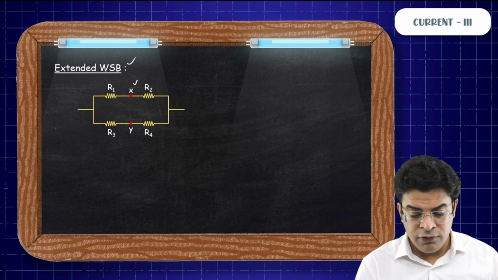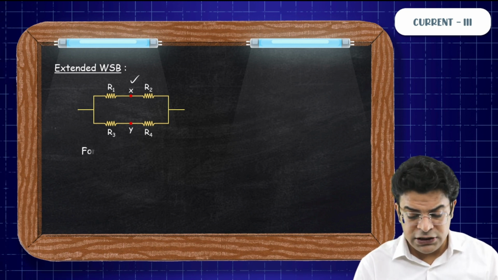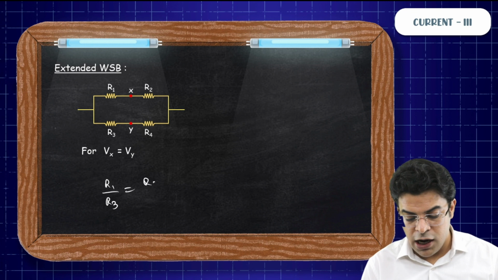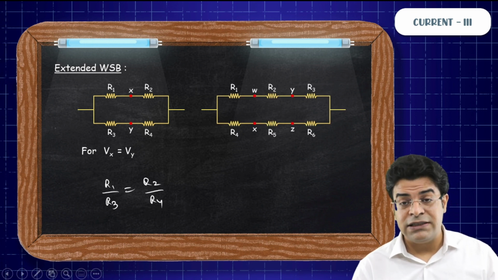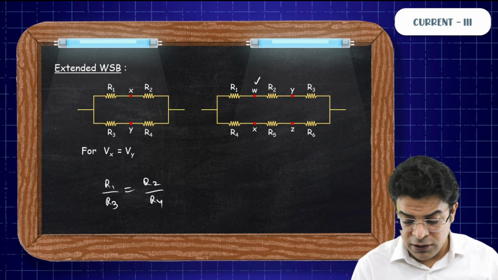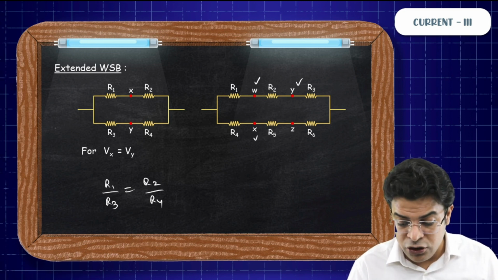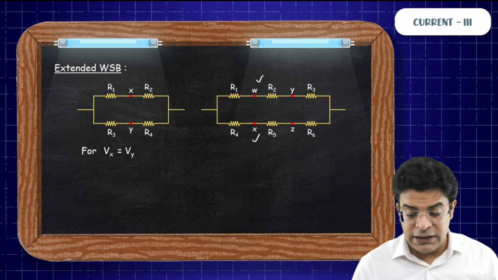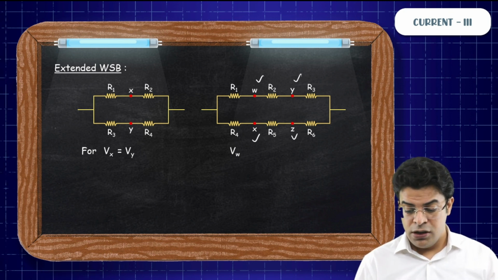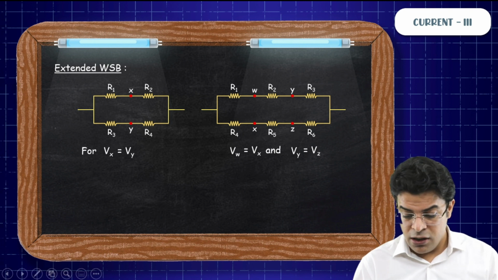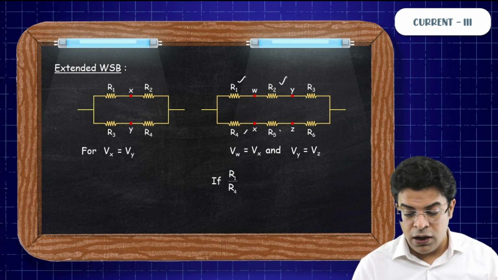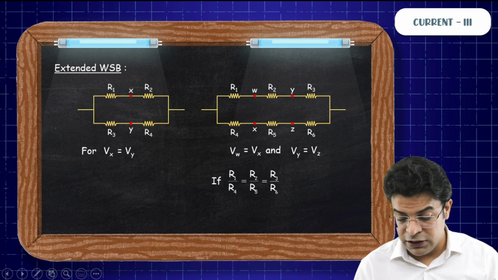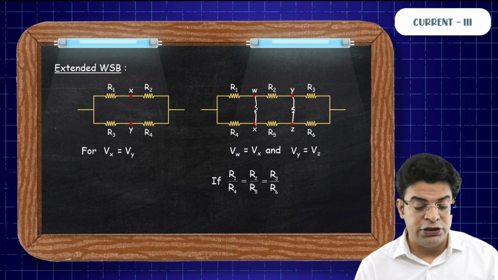So you will say, for a balanced Wheatstone bridge, for the potential at X to be equal to the potential at Y, the condition is that R1 by R3 should be equal to R2 by R4. Similarly, if you see this type of circuit, for the potential of W to be the same as X and for the potential of Y to be the same as Z, so that you can remove the resistances connected between them, the condition is R1 by R4 should be equal to R2 by R5 should be equal to R3 by R6. So this is the condition for removing the resistors placed in the case of extended Wheatstone bridge.